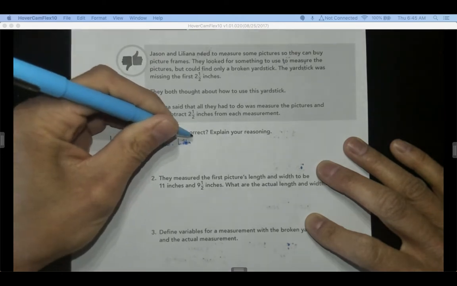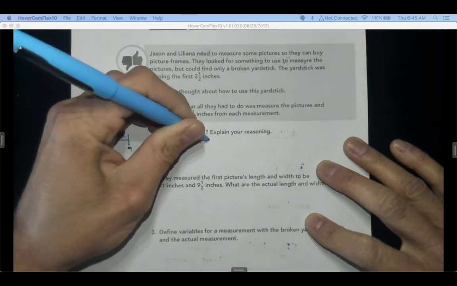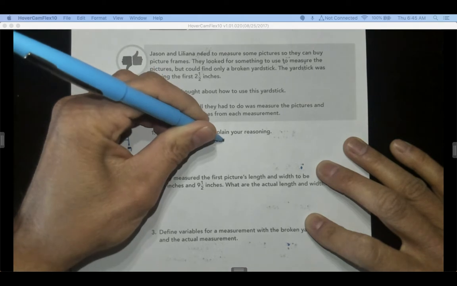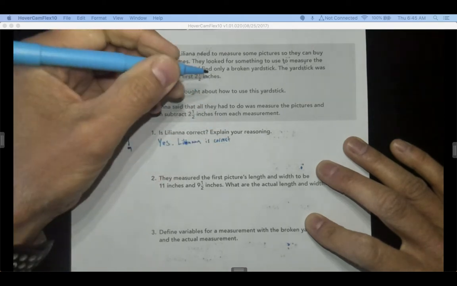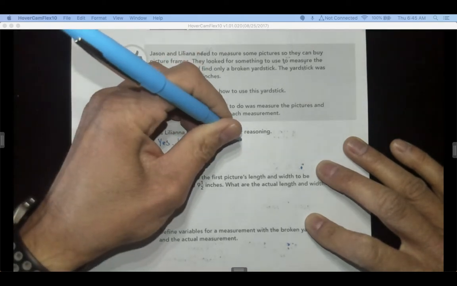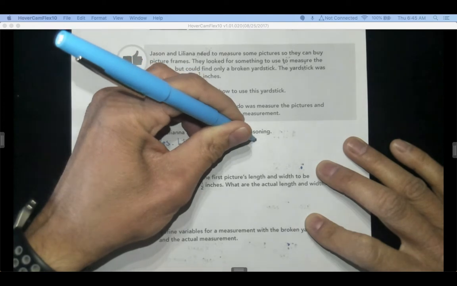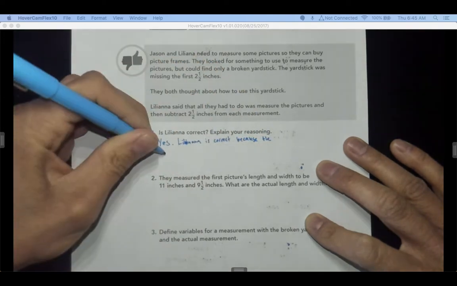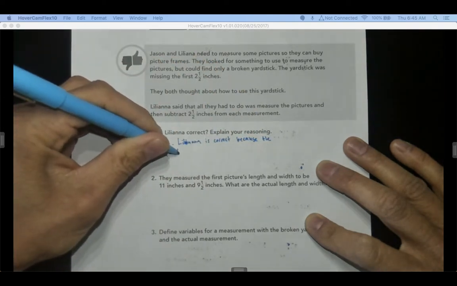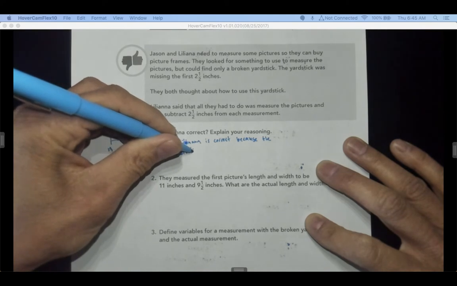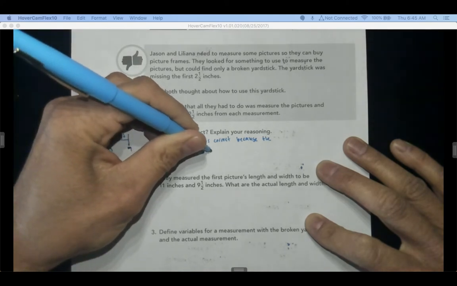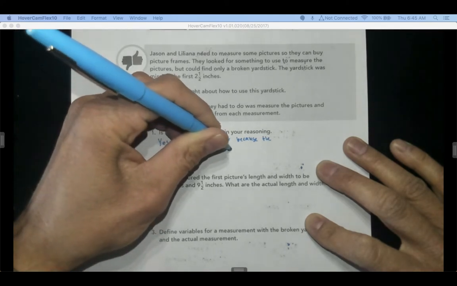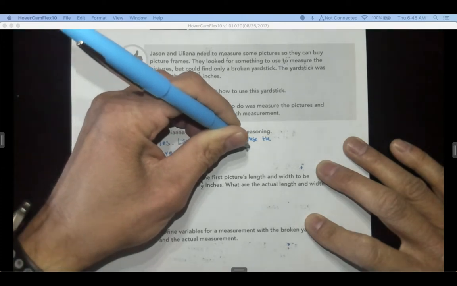Liliana is correct, because the yardstick starts at 2.5 inches.